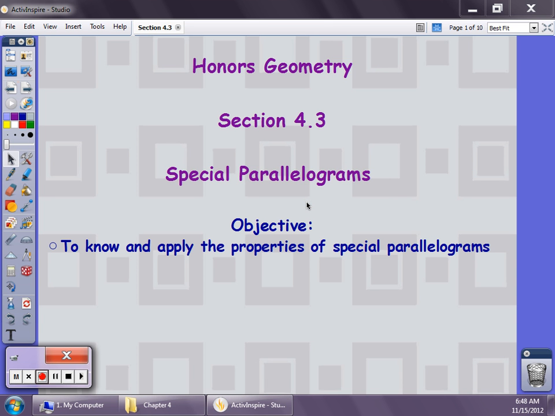This honors geometry lesson, section 4.3, is on special parallelograms. The objective is to know and apply the properties of special parallelograms.